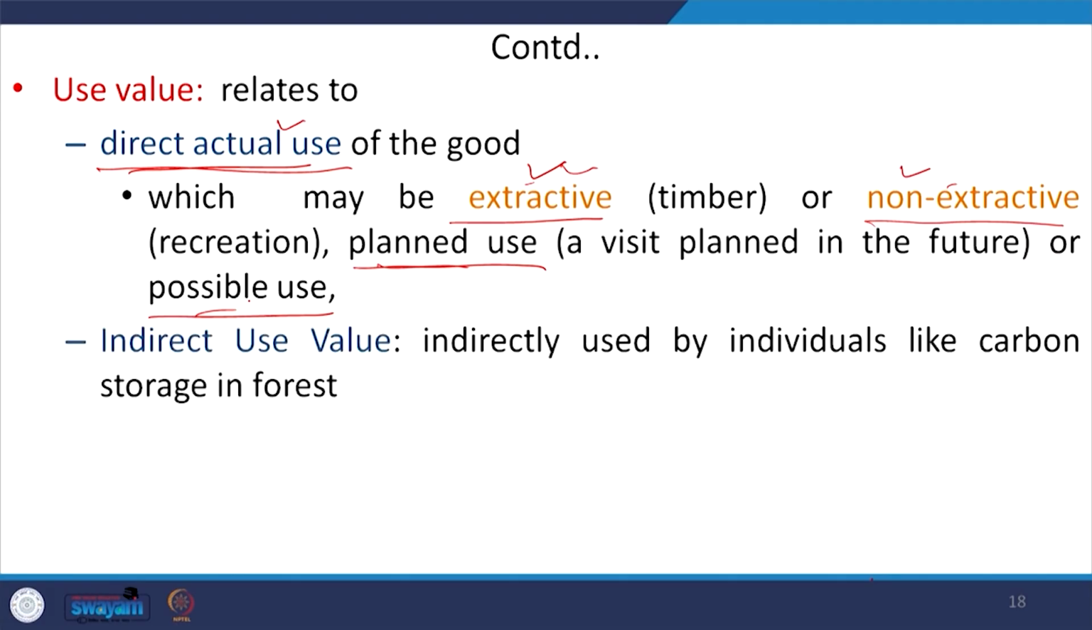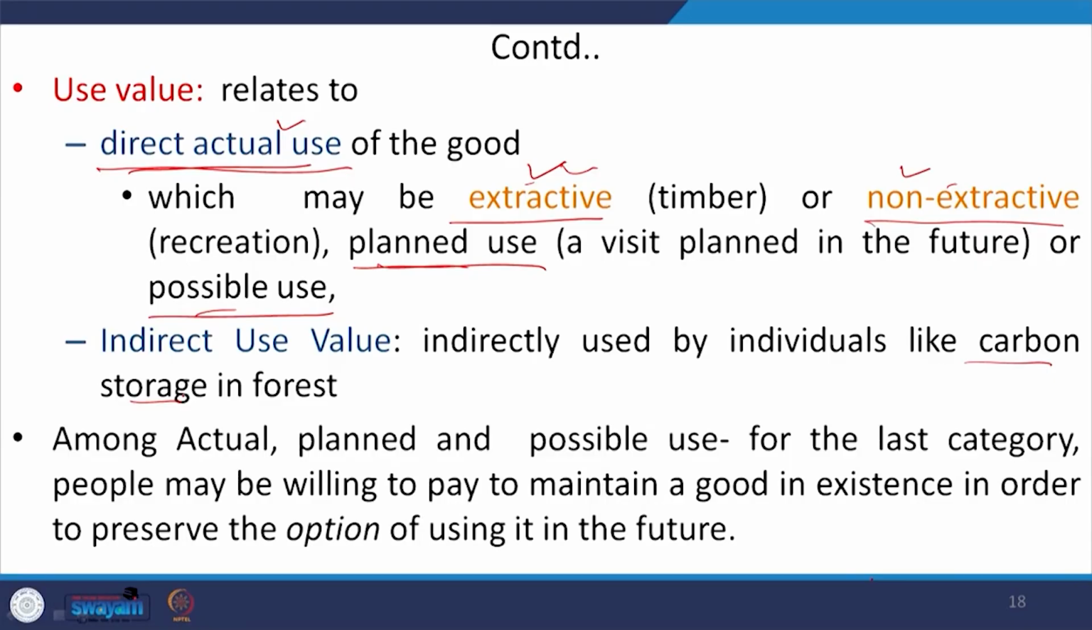And the second category of use value is indirect use value. That means you are not directly consuming it, you are using it indirectly. In our forest discussion, you are not extracting any timber or even enjoying the forest, but you know that this forest serves as a carbon storage. That is indirectly helpful in tackling climate change, and you do not like climate change or you are suffering because of this climate change problem.